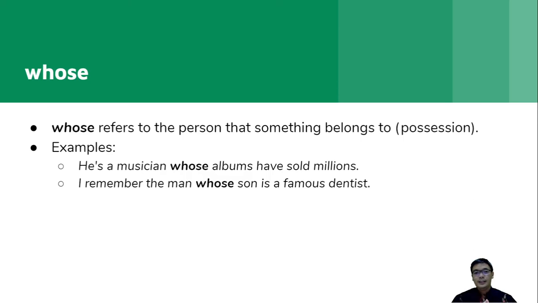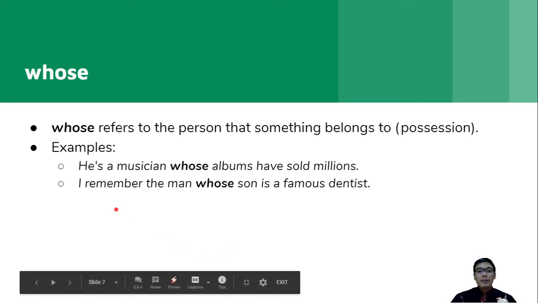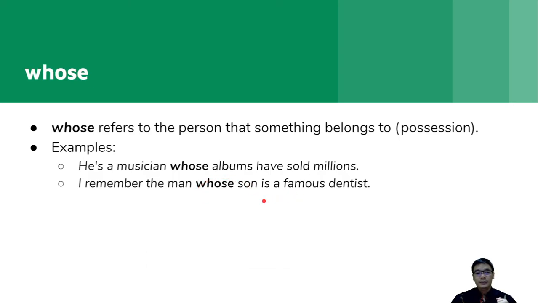The next example, I remember the man whose son is a famous dentist. I remember the man. Full stop. His son is a famous dentist. When we want to combine those two sentences into one using a defining relative clause and the relative pronoun, now they become I remember the man whose son is a famous dentist.